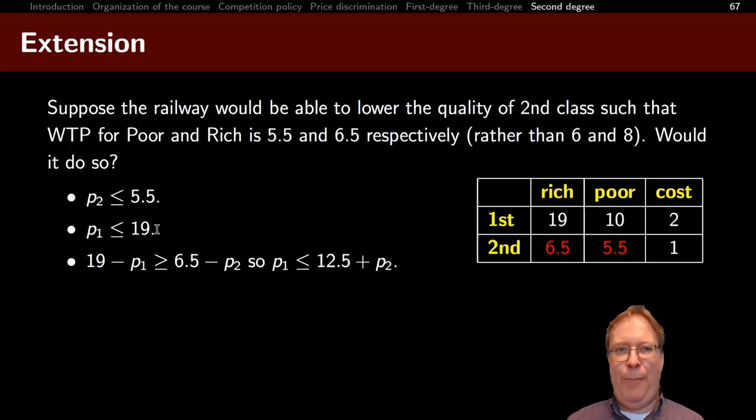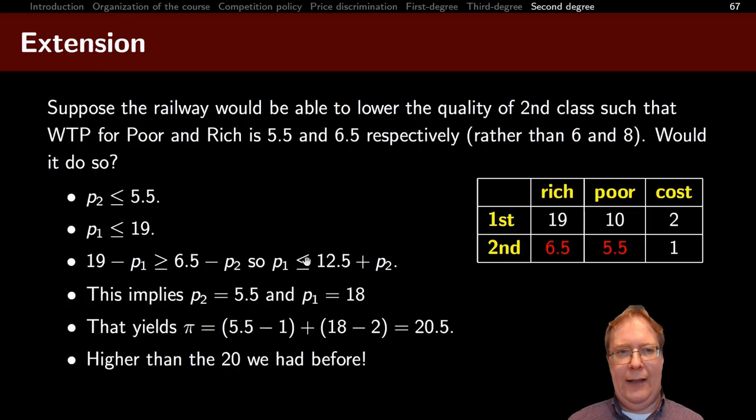But my incentive compatibility constraint is now going to look like this. 19 minus P1, the surplus from the rich if they travel first class, should now be bigger than 6.5 minus P2, which is their surplus if they travel second class. Can rewrite it a little bit. So I'm now going to charge P2 equal to 5.5 and P1 will be 18, which is higher than the 17 I had before, right?